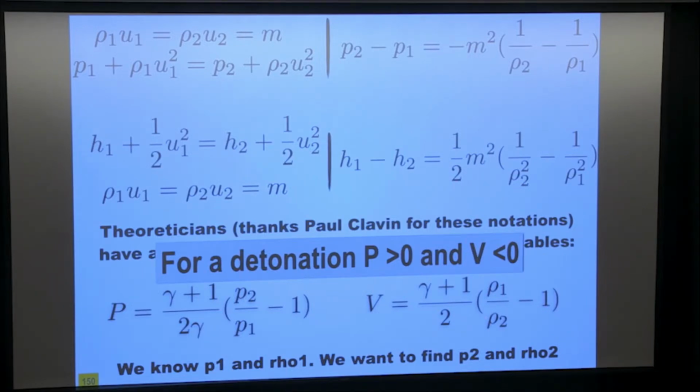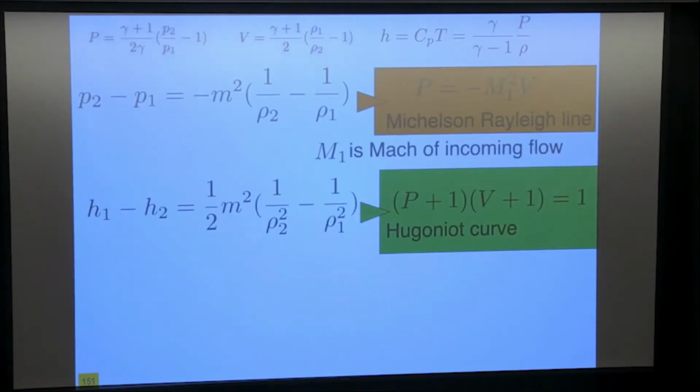So in a detonation, we expect P to be positive, because pressure is going up, and you expect V to be negative because the density ρ2 is more than the density ρ1. Now, the first equation here can be written like this when you go to the new variable. It's just a straight line. P equals minus V multiplied by M1 square. M1 is the Mach number of the detonation or of the deflagration. It's the speed normalized by the sound speed.